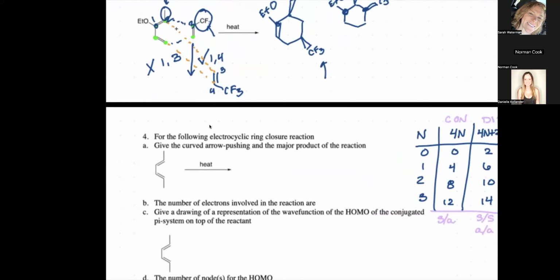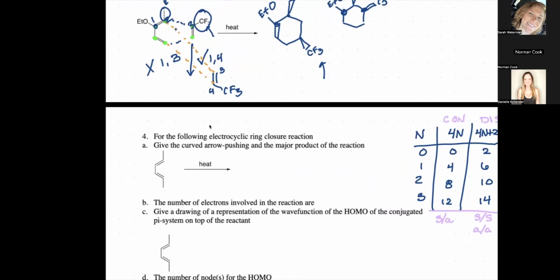So in this case, it says for the following electrocyclic ring closure reaction, give the curved arrow pushing and the major product of the reaction. So we're just doing a ring closure. We want to close this ring. So move your electrons to the space in which they need to be, and then this will go here because it gets pushed out of the way.